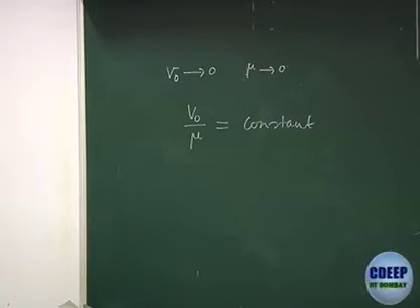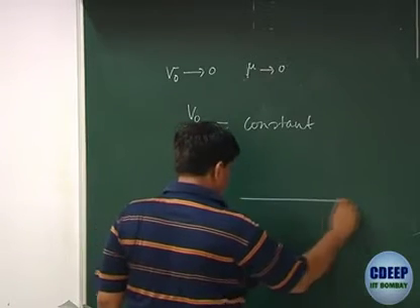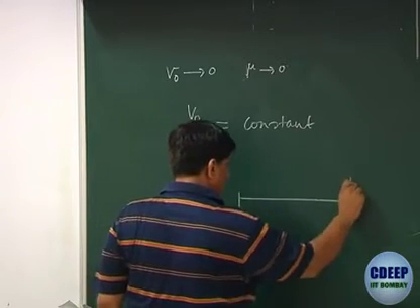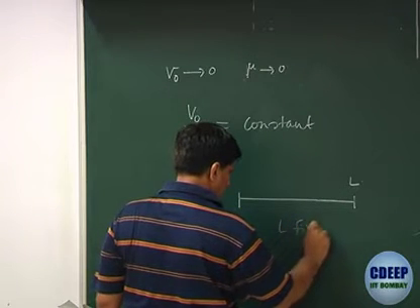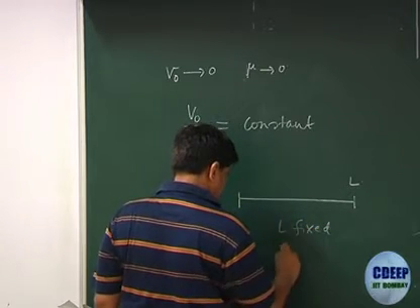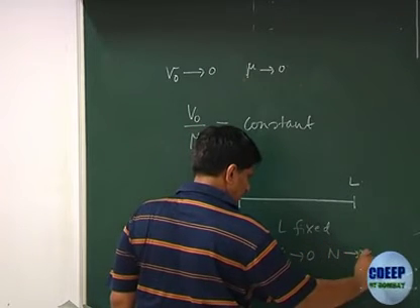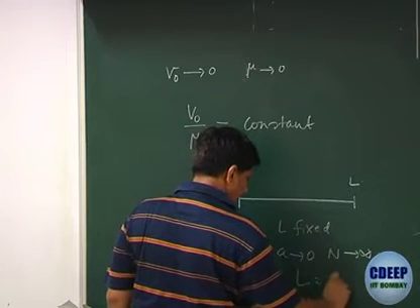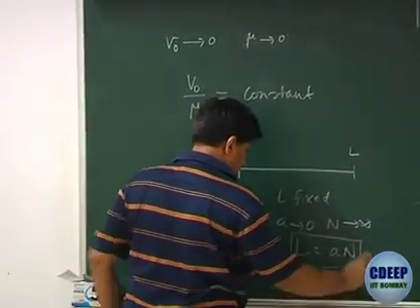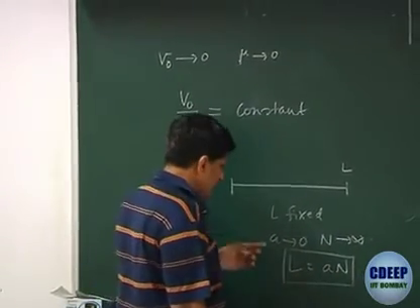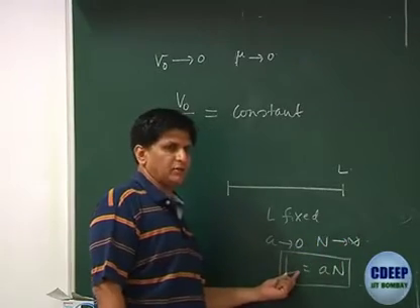People who have done solid state condensed matter physics 1 have a lattice of length L. We keep L fixed, but we have lattice spacing A such that A goes to 0 and n tends to infinity such that L is equal to A times n. This is what condensed matter people always use. L is always fixed.